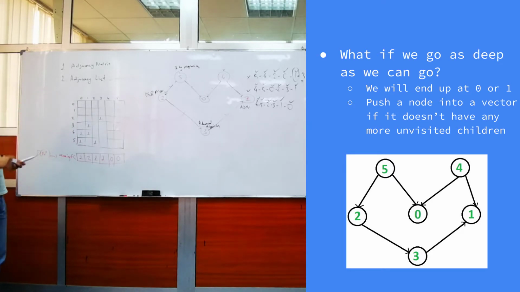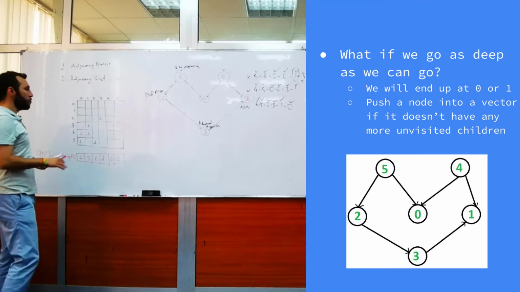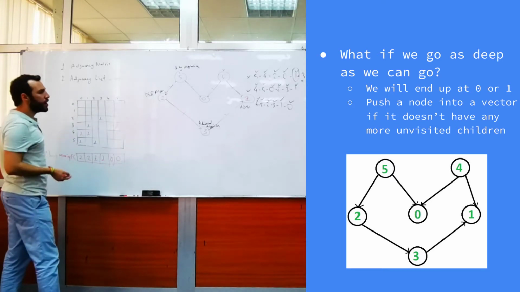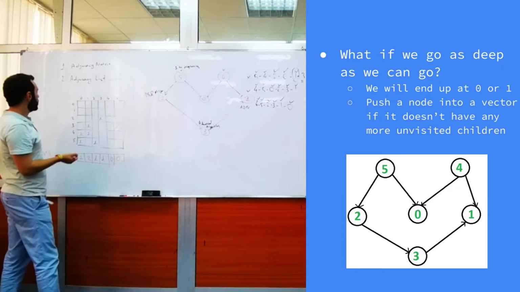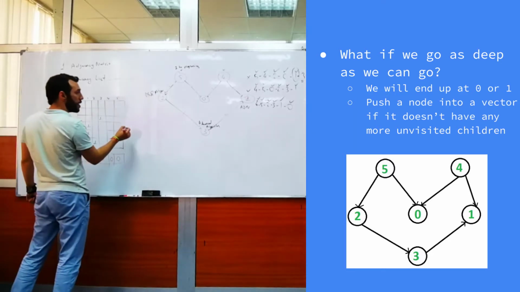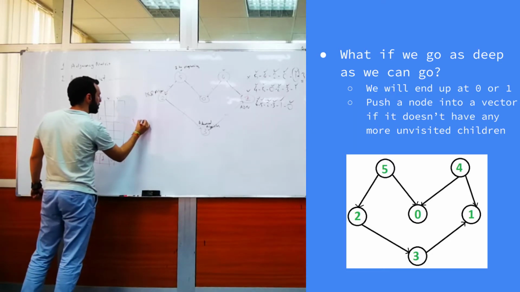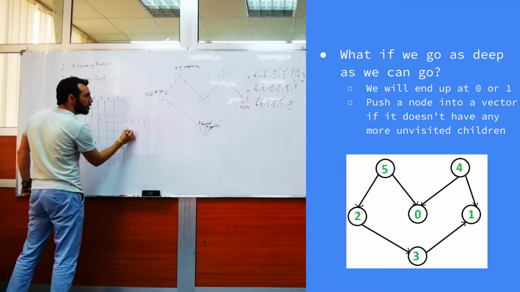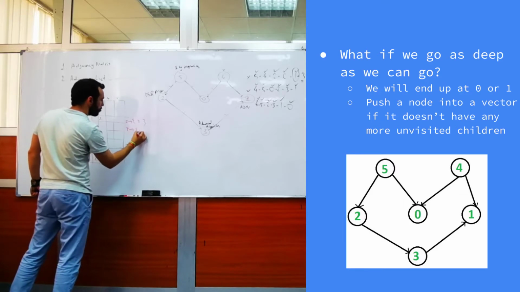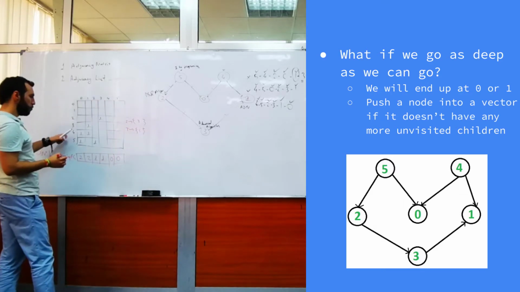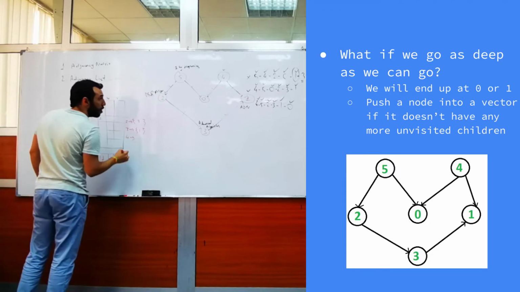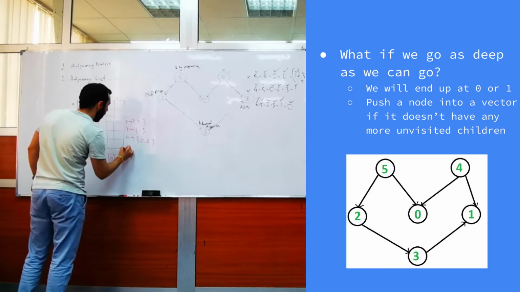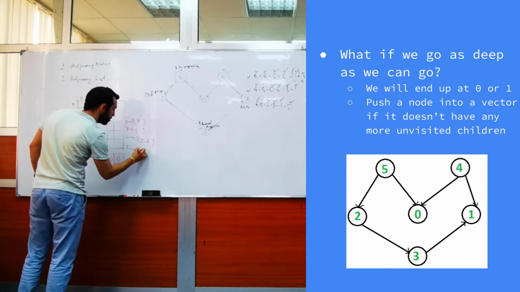So now let's take a look at the adjacency list approach. For the sake of simplicity, I'm just going to add the lists here. For 0, we don't have any outgoing edges. For 1, it's the same. For 2, we have only one element in the list, which is 3. And for 3, we have only one outgoing edge, which goes to 1. For 4, we have 0 and 1. And finally, for 5, we have 0 and 2.